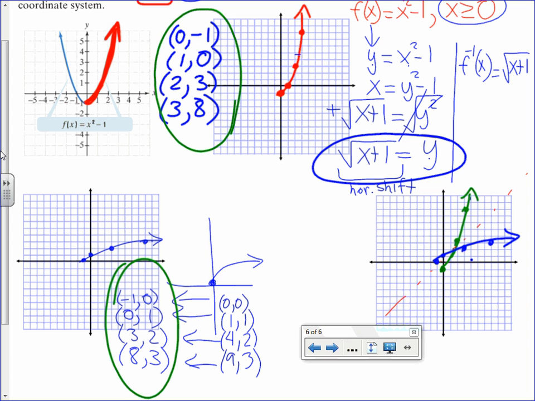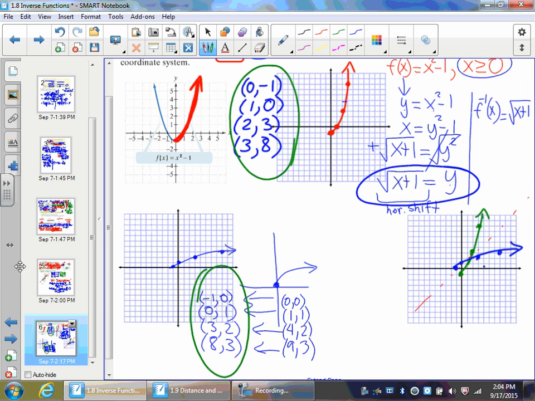Okay, so this is the end of section 1.8. We're going to go take a break. And then when we come back, we will start section 1.9.